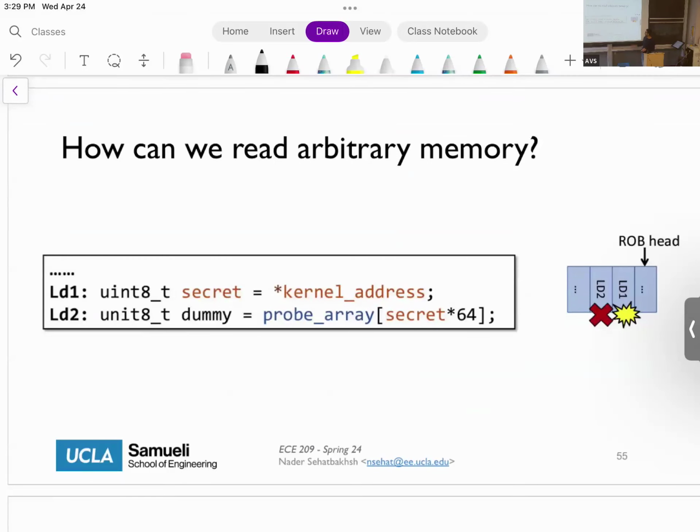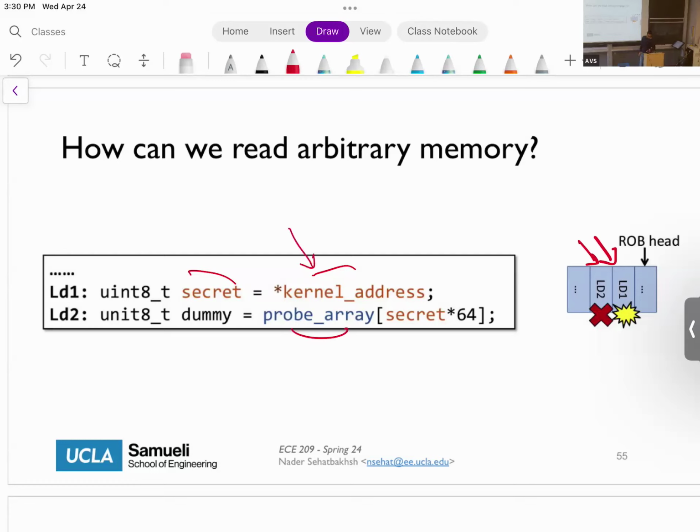Okay, let me give you a simple example. Let's say you have a sequence of code like this, where we have the kernel address that reads some secret. And then let's say we have some sort of activity based on that secret. The secret is the index of some other array, okay? If you think about this, this would result in two loads. One load for bringing that secret value, and the second is using that secret value as the index to bring the data from this probe array, okay? So two back-to-back loads: load number one and load number two.